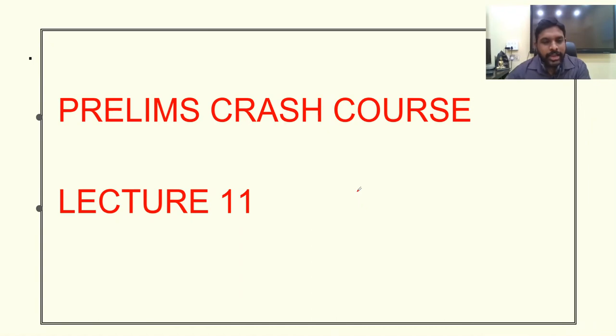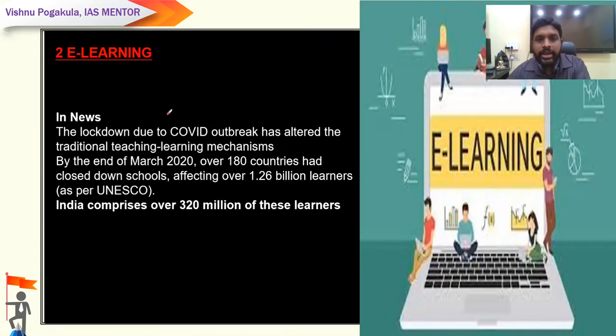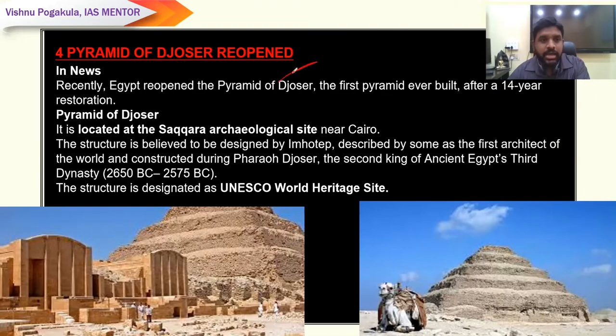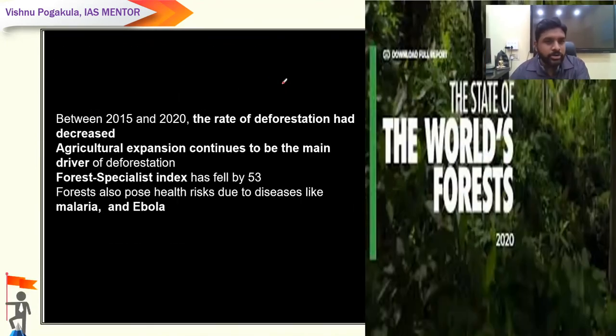So today, lecture 11 of the prelims crash course, I am going to discuss the State of the World's Forest Report 2020, e-learning, the revised definition of MSME, the pyramid of Djoser reopened, and tribal lockdown rituals. So these are the 5 topics which I am going to discuss.